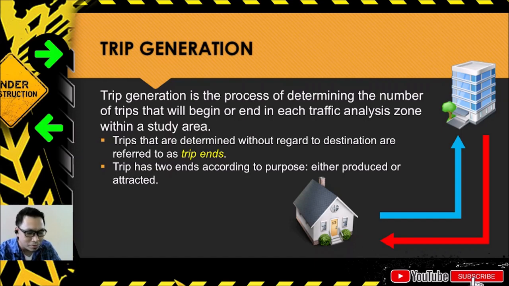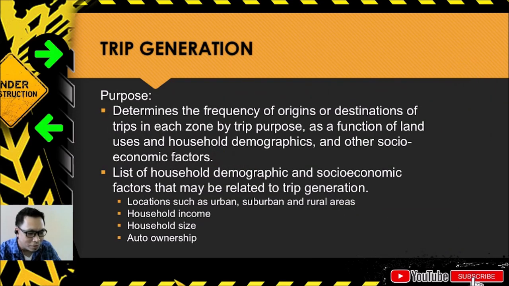So what is trip generation? Trip generation is the process of determining the number of trips that will begin or end in a traffic analysis zone within a study area. Trips that are determined without regard to destination are referred to as trip ends. A trip has two ends according to purpose, either produced or attracted. We will discuss what produced means later on.